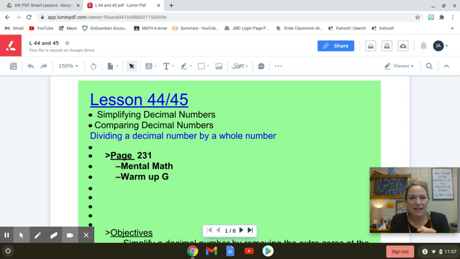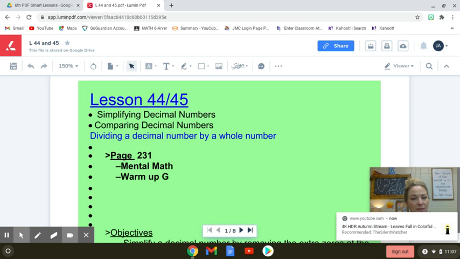Hey everyone, today's lesson is a combined lesson, lessons 44 and 45, and we're going to continue with some work using decimal numbers. We're going to be simplifying decimal numbers, comparing decimal numbers, and then also starting our work with dividing decimal numbers when you have a decimal in the dividend place. So you're dividing a decimal number by a whole number. We won't get into the work of dividing when your divisor is a decimal. That's a mouthful. Anyway, you'll see.